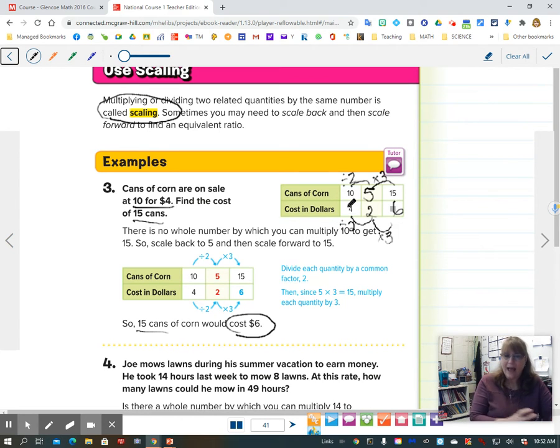So we had to scale back to find out how much 5 cans were so that we could go forward and get the 15 cans, okay? I know it sounds kind of backwards, but that scaling is very handy sometimes.